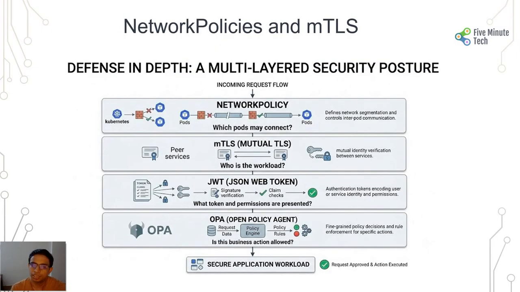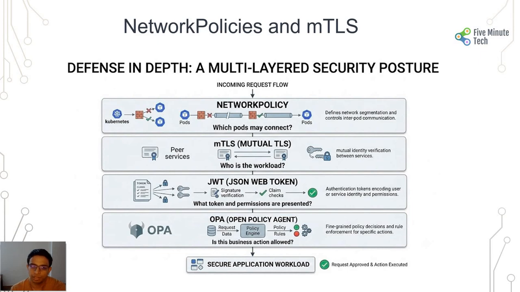Now network policies and mTLS, let's dive deep into it. There's a defense in depth. A multi-layered security posture is required, wherein these controls overlap intentionally. Network policy controls which network paths are allowed. They reduce accidental exposure and block many unwanted connections. mTLS proves workload identity and encrypts traffic. JWTs carry your user and service authorization grants. OPA evaluates the final business decisions, and none of these replaces the other.